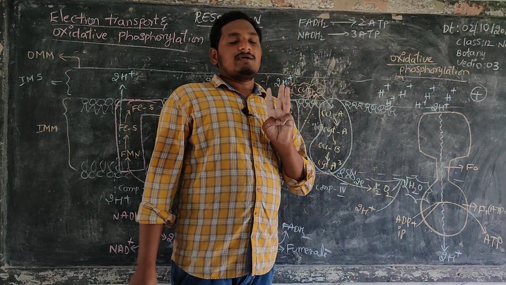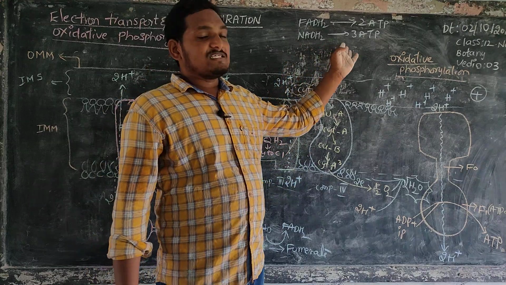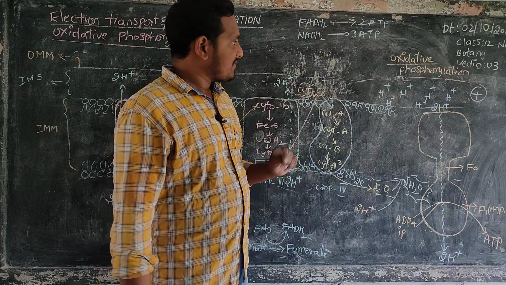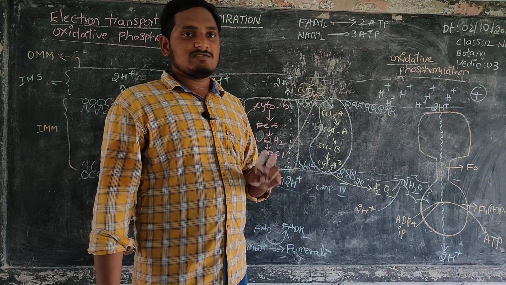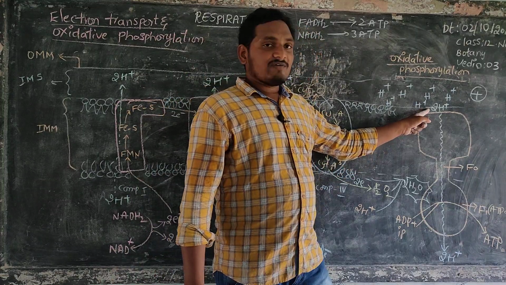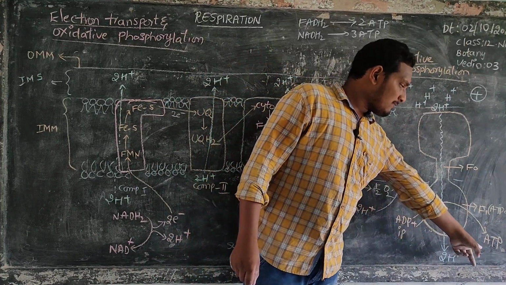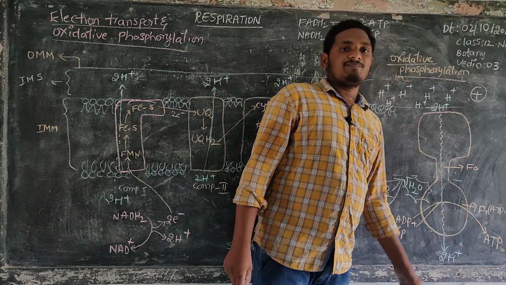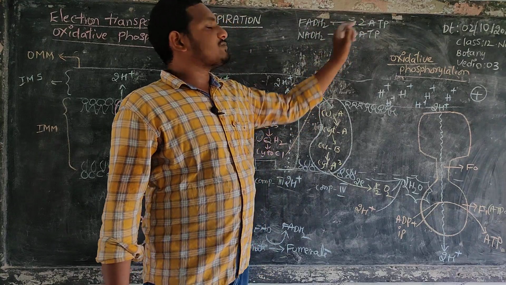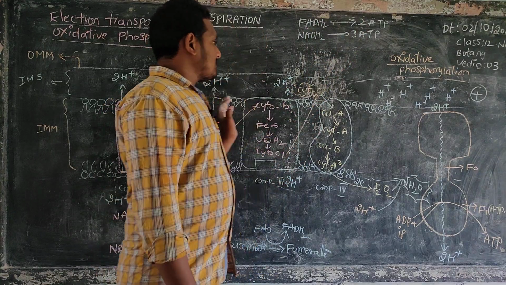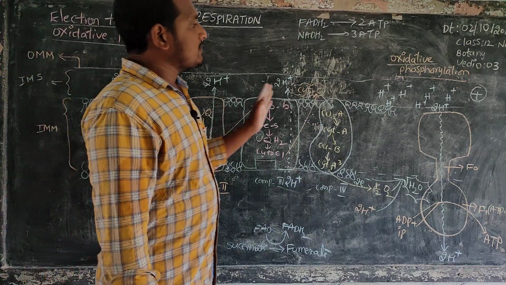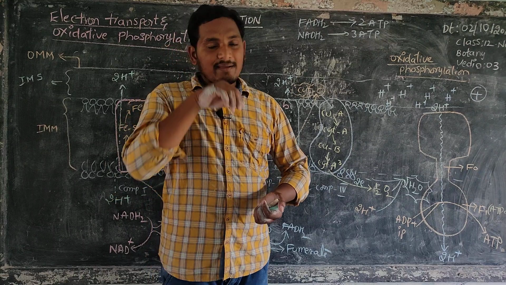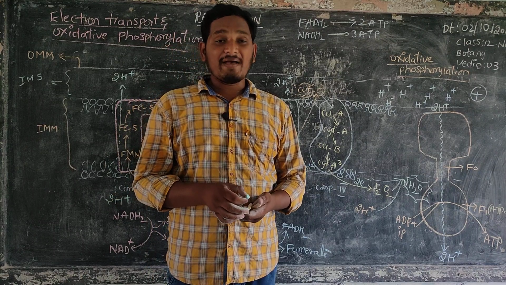So every time NADH2 is equal to 3 ATPs. 3 pairs make up 3 ATPs. For FADH2, just 2 ATPs are synthesized. One pair of protons makes up 1 ATP, and one more pair of protons makes up one more ATP. It means one FADH2 equals 2 ATPs only. This is the electron transport chain and its relation to oxidative phosphorylation.